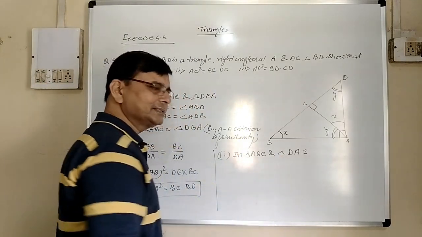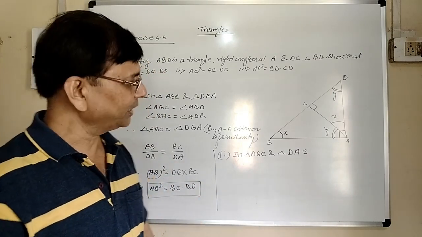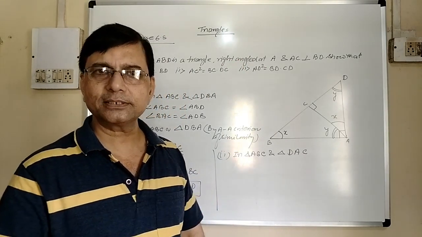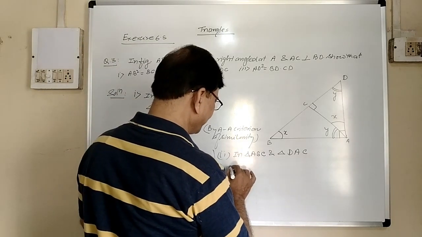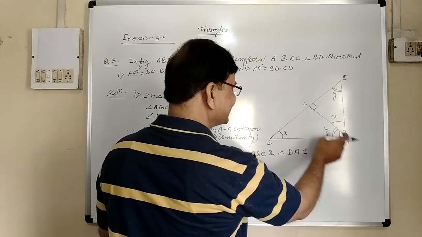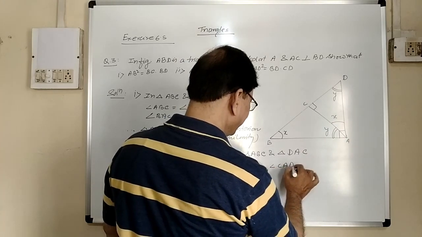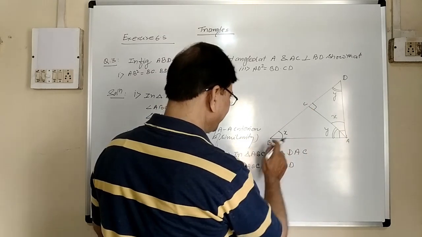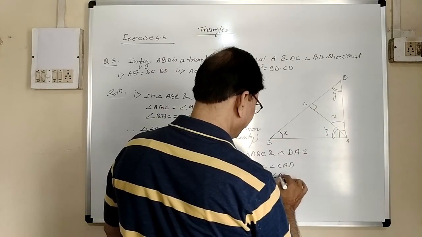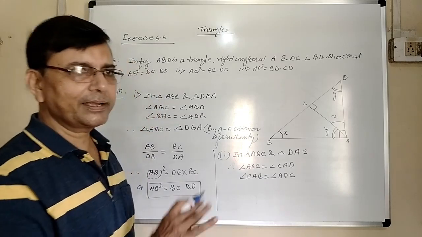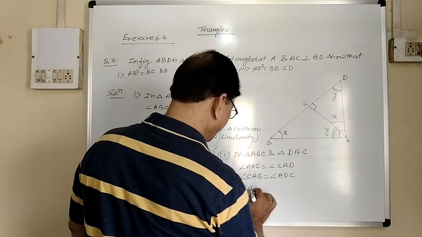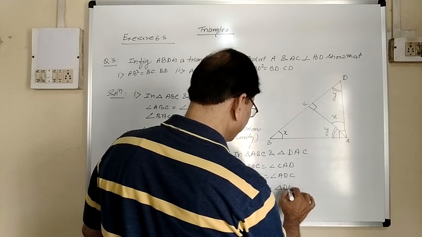Now we will show that these two triangles are similar. We'll have to prove it first, then only we can proceed. Even though we know that these two triangles are similar, when we are solving the question, we are supposed to show that these two triangles are similar. So angle ABC is equal to X, X is angle CAD. And angle CAB is Y, Y is angle ADC. So two corresponding angles of these two triangles are equal. Therefore, these two triangles will be similar. Therefore, triangle ABC is similar to triangle DAC.